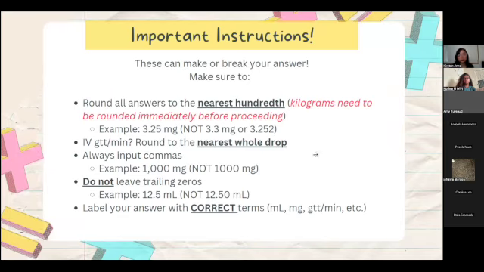Okay, so some very important instructions. Some students like to blow this over. It's already in your PDF. I'm going to go over these instructions.